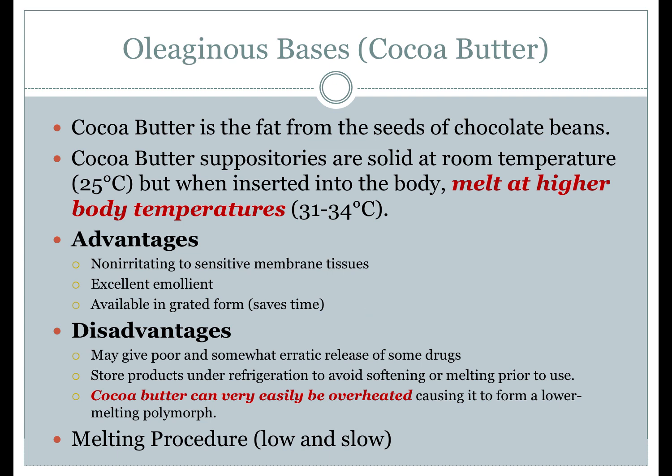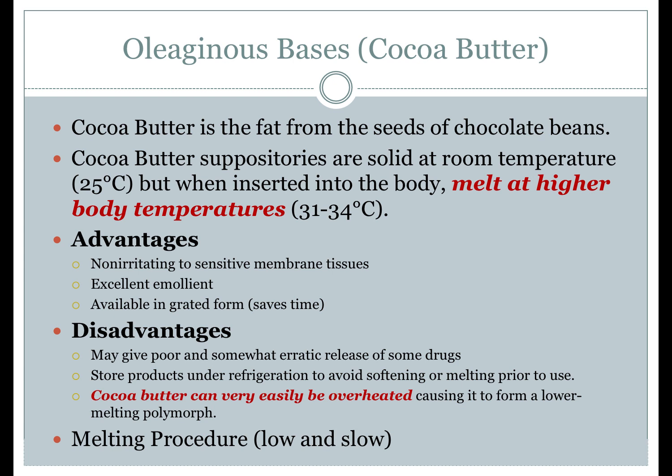We will begin by discussing the oleaginous bases, of which the classic example is cocoa butter. Cocoa butter is the fat from the seeds of the Theobroma cacao, or chocolate bean. Cocoa butter may be obtained from these beans by either expressing or pumping the oil from the seeds, or by solvent extraction. Cocoa butter is a mellow, yellowish solid with a mild odor and bland taste.